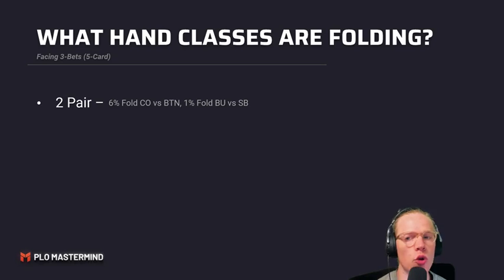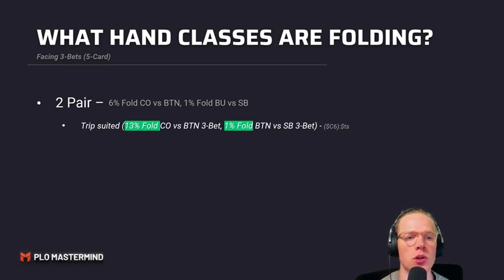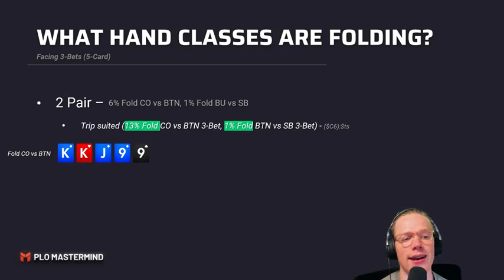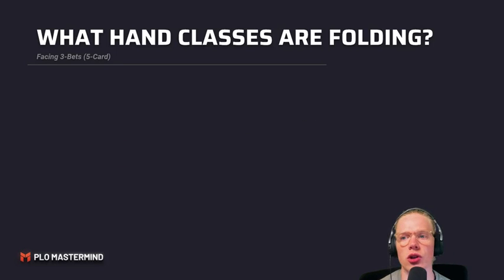Also, if we look at our two pairs, trip suited two pairs are going to be doing the most folding in general. You can see that they're not folding button versus small blind, and that's because we're really not folding much button versus small blind with our two pair hands. You can see here that we are only folding 1% cutoff versus button in these hands, but a hand like even king, king, jack, 9, 9 trip suited is going to be folding cutoff versus button. So it's really important that when you are thinking about these hands, you are taking these components into consideration.